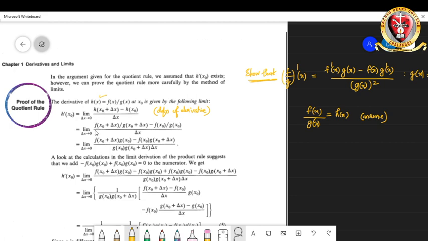Then apply the definition of h of x. Instead of h you have f by g, and when you substitute, you get limit of delta x tends to 0, f of x naught plus delta x divided by g of x naught plus delta x minus f of x naught divided by g of x naught, the whole divided by delta x. And then you rearrange, you get f of x naught plus delta x into g of x naught minus f of x naught into g of x naught plus delta x, divided by g of x naught into g of x naught plus delta x into delta x.